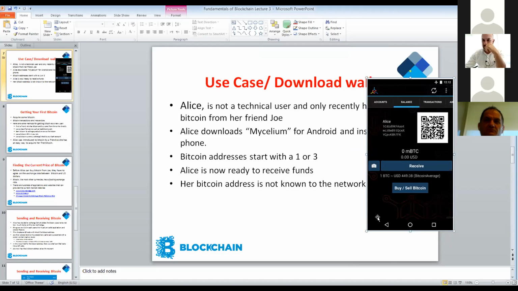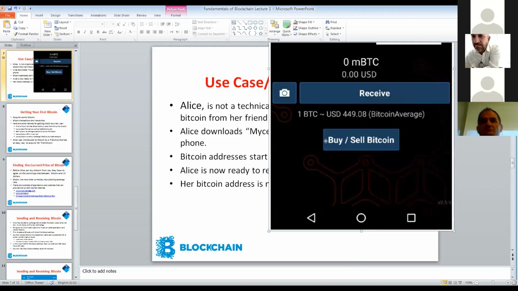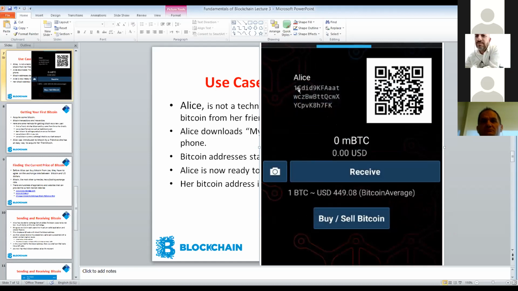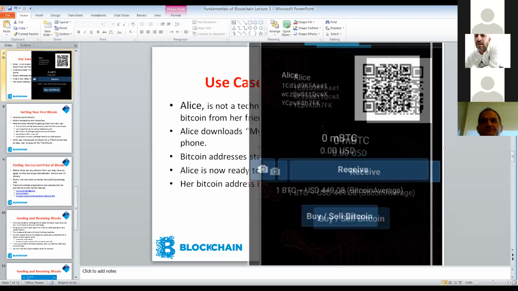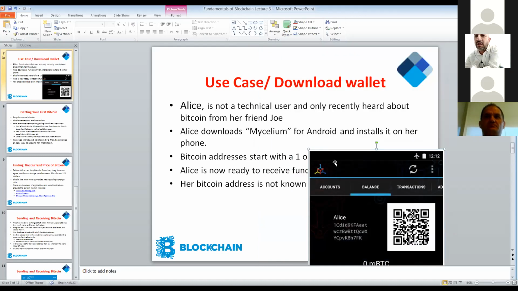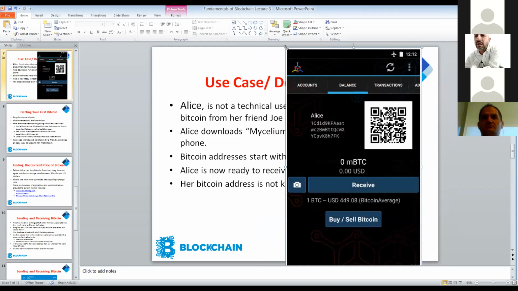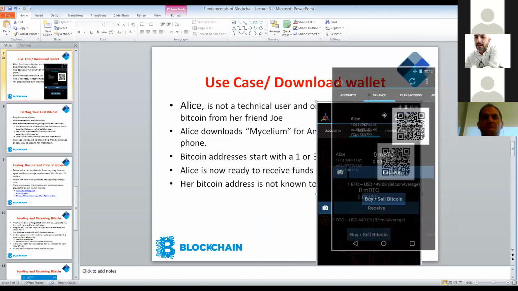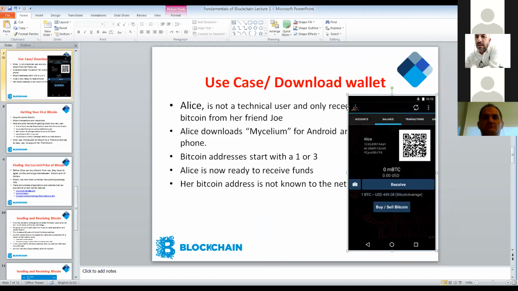By the way, Bitcoin addresses start with a 1 or 3. See, this is a Bitcoin address actually, so it starts with 1. In blockchain there are so many applications available now, but we are specifically talking about Bitcoin. If an address starts with 1 or 3, we immediately recognize this is a Bitcoin address.